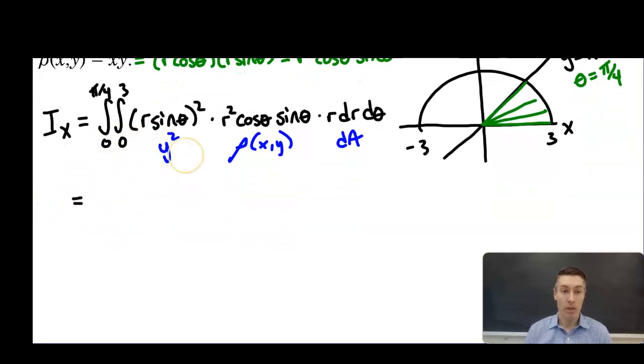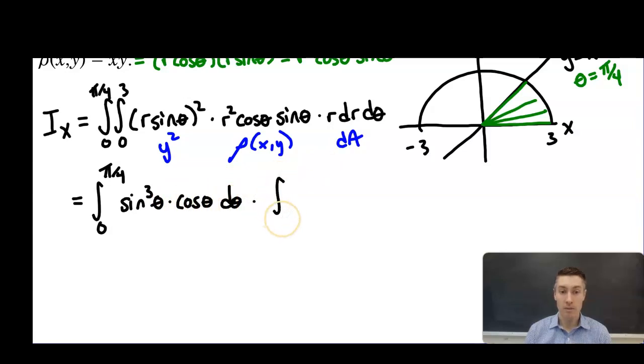Okay, so this is going to result in a separable double integral because we have r squared times r squared times r, so r to the 5th times sine cubed cos theta. So let's avoid an intermediate step and just go straight to separating. So integral from 0 to pi over 4 of sine cubed theta times cos theta d theta times the integral from 0 to 3 of r to the 5th dr.